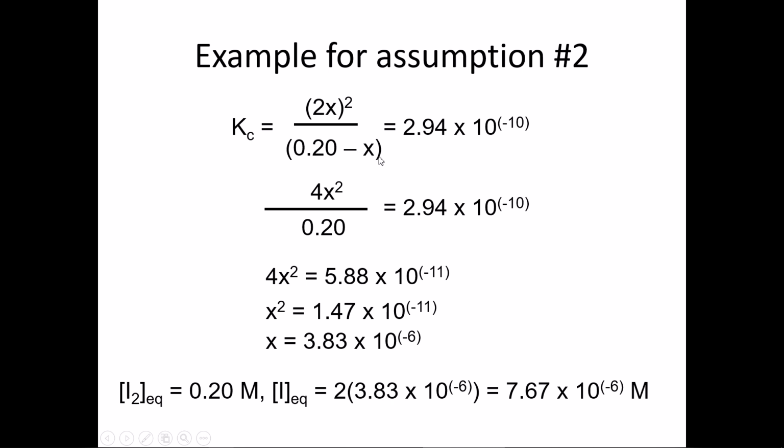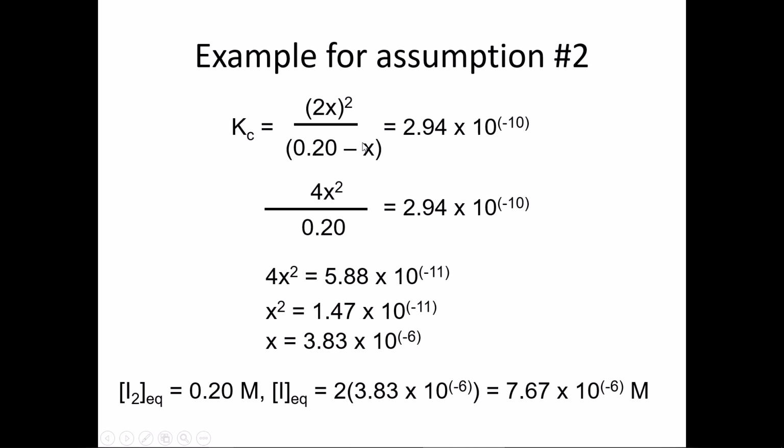Now this is not a perfect square because the bottom is not squared, so we can't take the square root. But if we look at our value of K, we notice this is a very, very small number. If we have a very small K value, that means our reaction is mostly reactants. It didn't go very far to products at all. So if our reaction is not forming very many products, what do we know about this X value?